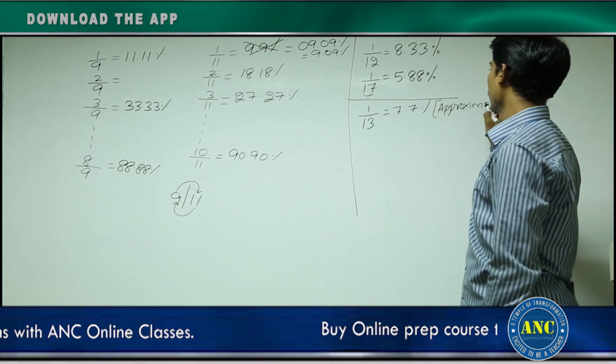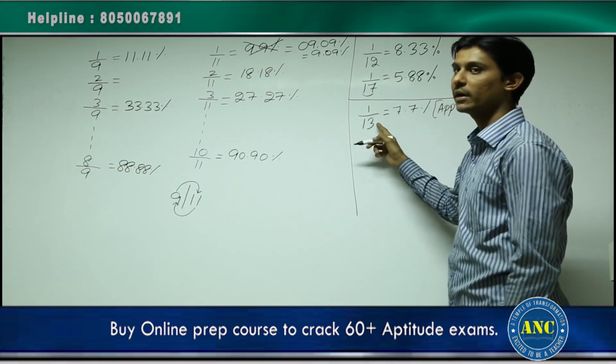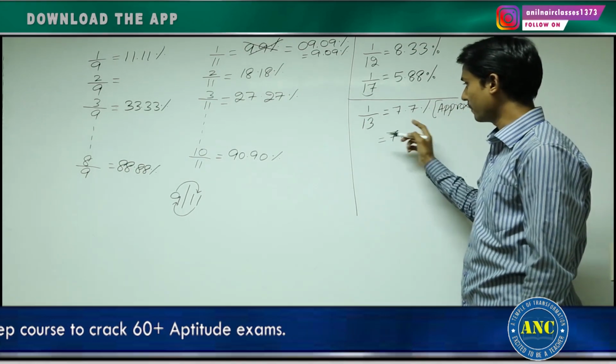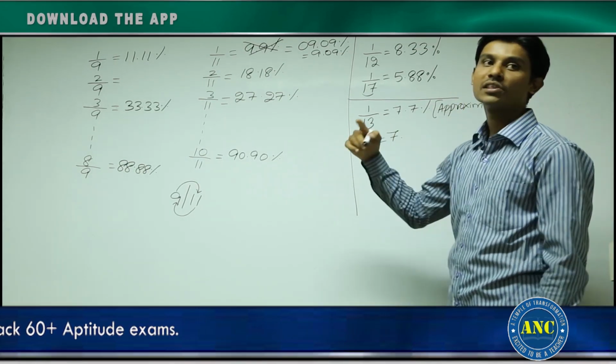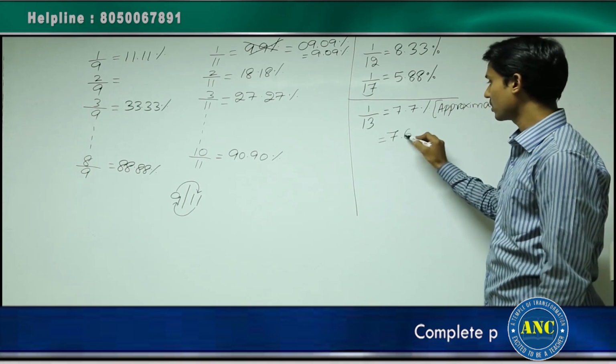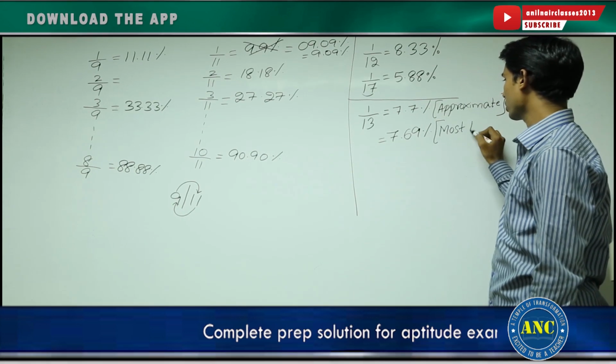Suppose you want to get the most nearest value. See here. 100 divided by 13. How many times will 13 go in 100? 7 times. Write down 7. What is 13 square? 169. What are the last 2 digits of 169? 69. This is the most nearest value. It is 7.69%.